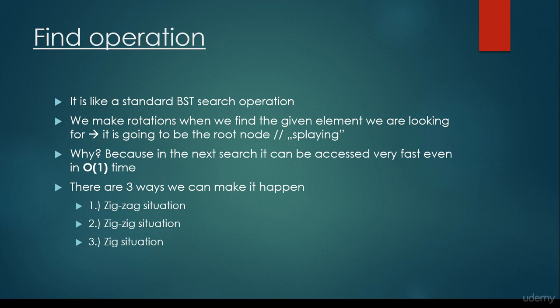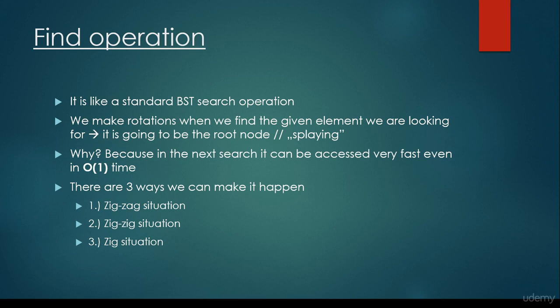In this case, we are not going to make it balanced. We make sure that the given item is going to be the root node. And basically, with the help of these rotations, we are able to make sure that a given node, a given item, is going to be the root node. Why is it good? Because in the next search, it can be accessed very fast in O(1) constant time complexity.